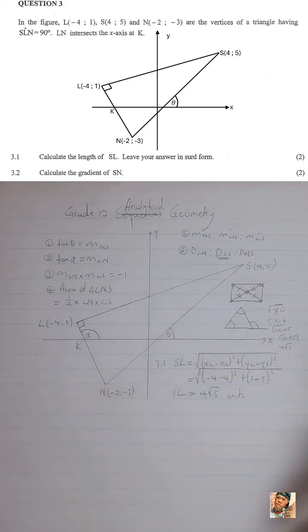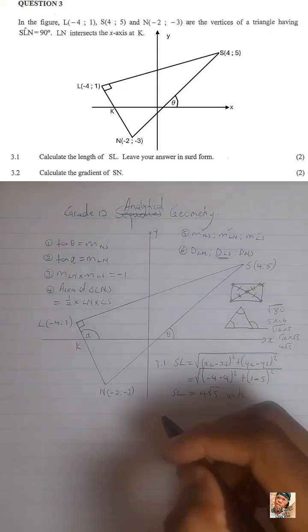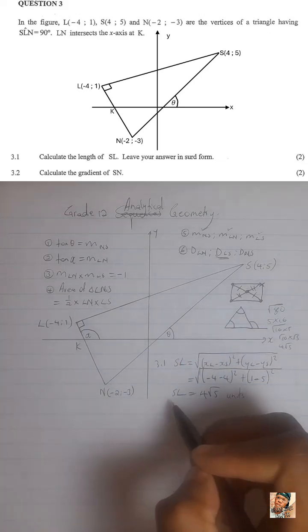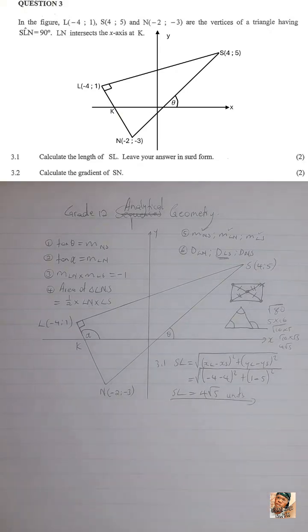So please don't mind my drama about doing this manually. You're also welcome to just press the calculator. It's going to give you the same answer. That means SL is a distance of 4 root 5 units. That is how we answer 3.1 and get our 2 marks. Let us go to the second question, 3.2.